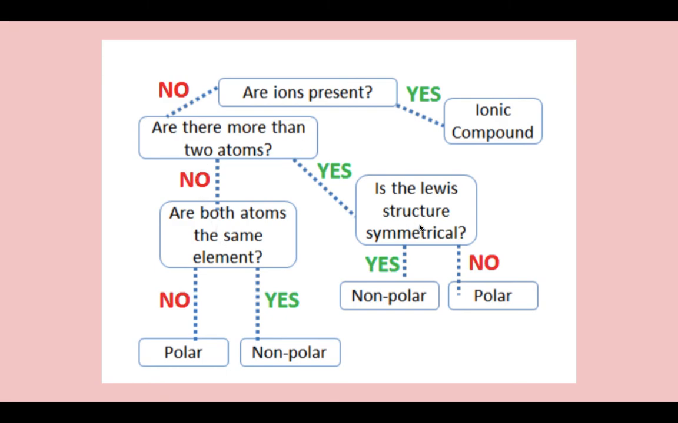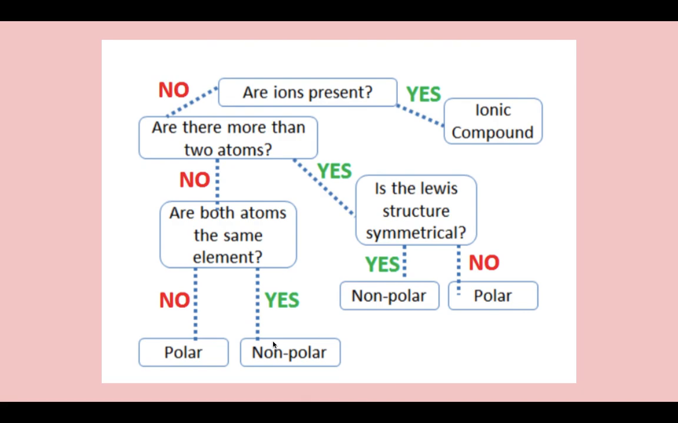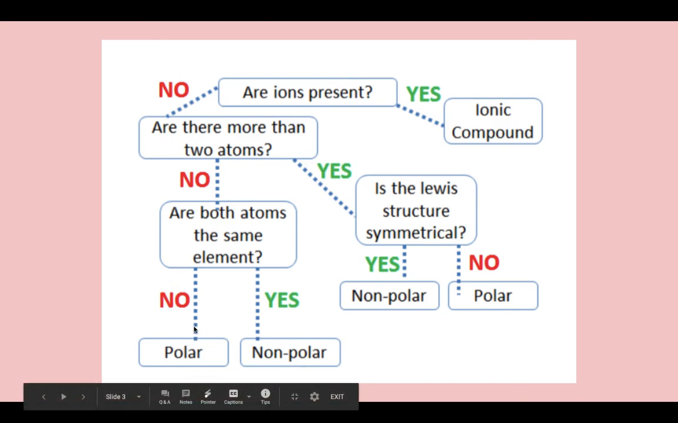If there's three or more, you want to ask yourself, is the Lewis structure symmetrical? If it's symmetrical, then it's going to be nonpolar because it will have an equal pull in each direction: the left, the right, the top, and the bottom. If it's not symmetrical, then it's going to be polar because one side is going to have a greater pull than the other. Now, if we go back over here, if you have two of the same element, it's going to be nonpolar because they're each going to pull with the same strength on both sides. If they are not the same element, one element always has a greater pull than the other one.